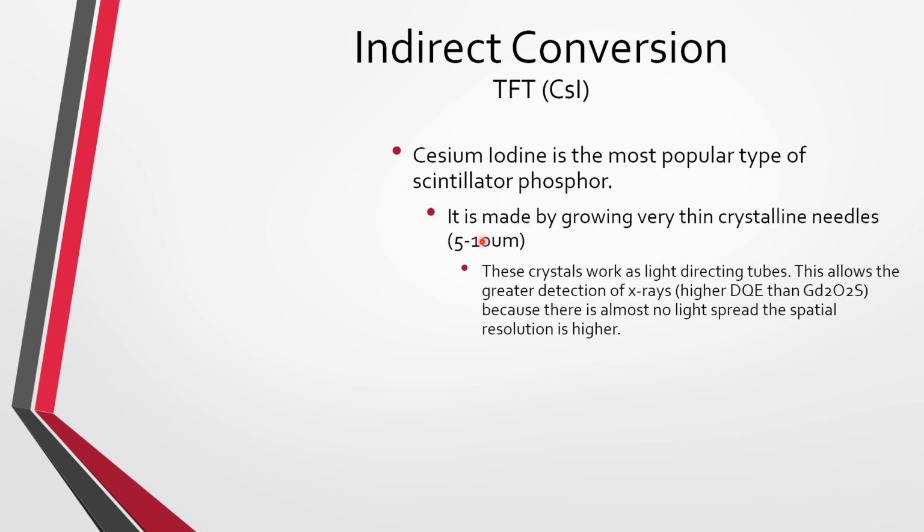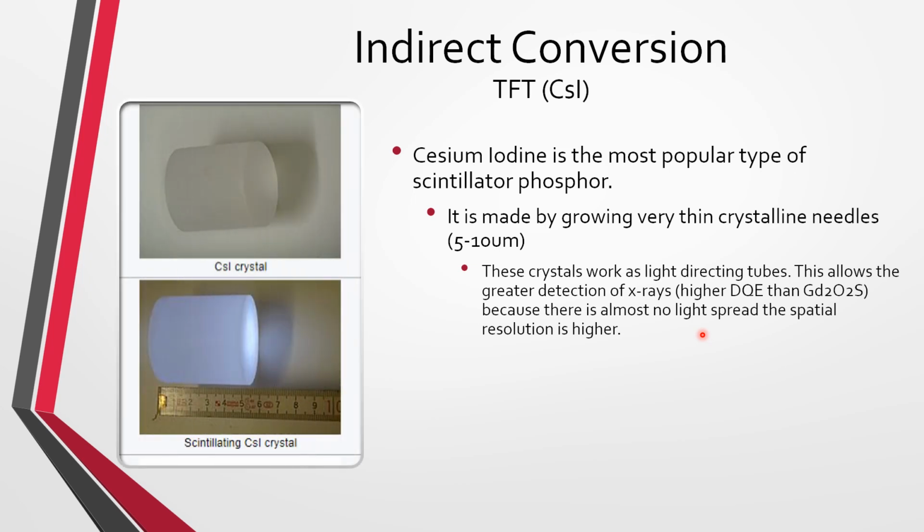It's getting information that it shouldn't be receiving. So with this process of having the very thin tubes, crystalline needles, right, it prevents this greatly. Okay, we can actually see here the crystal, and then we can see it's scintillating. So this is being hit with some kind of energy, either a stream of particles or X-rays, high energy photons, right? And you can actually see the light that it's emitting.